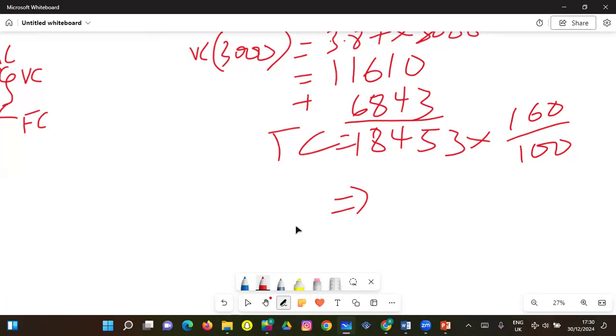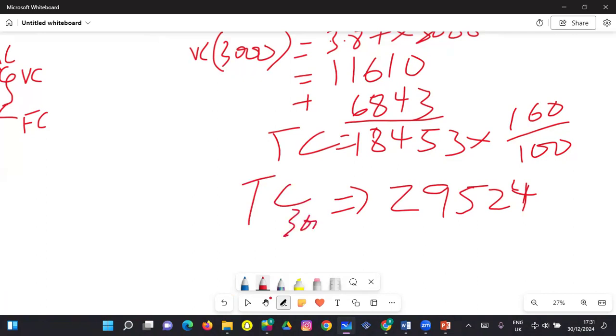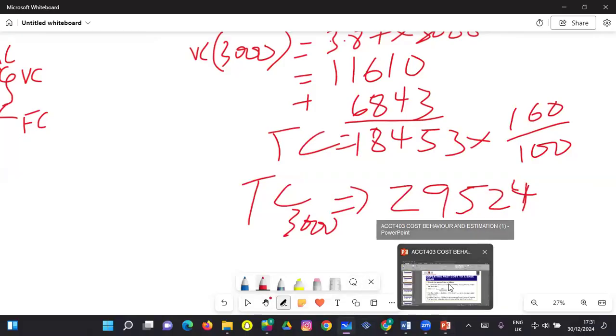2,952,4. So our total cost for 3,000 units after the adjustment of the inflation, after adjusting, this is what we are going to incur. So that's basically it for the high and low method. Now let's go back to the slide and see.